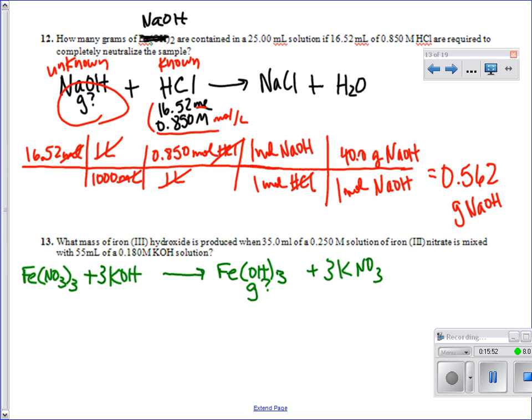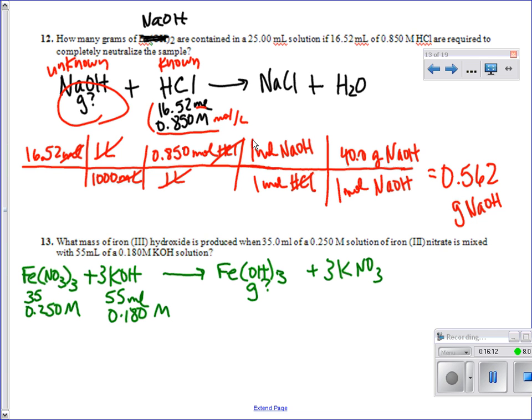So I am looking for, it says at the beginning, I have 35 mL of 0.250 molar of this, and I'm mixing it with 55 mL of 0.180 molar of that.